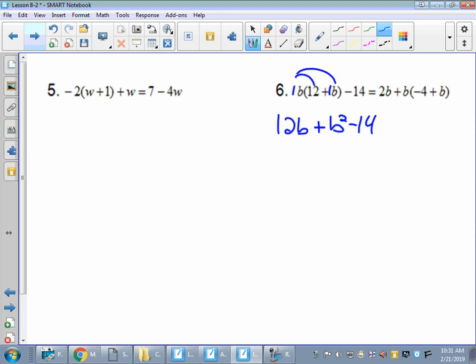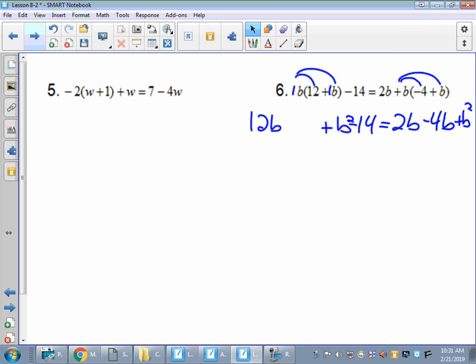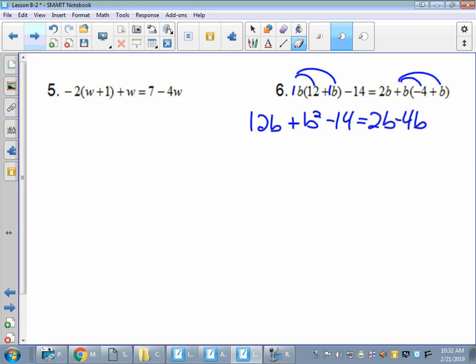And then we have our equal sign. So let's try the other side now. Let's distribute here first. So I'm going to keep this 2b. And now I'm going to distribute. b times a negative 4 is negative 4b. And then b times b again is going to be a plus b squared. Okay, let's see if I can move all this stuff over a little bit for us. Give us a little more room. Just rewrite that.